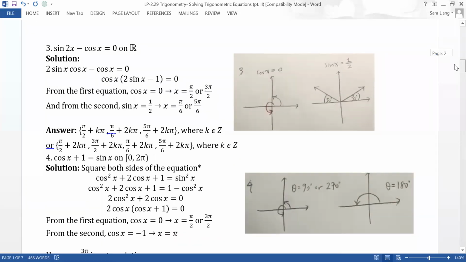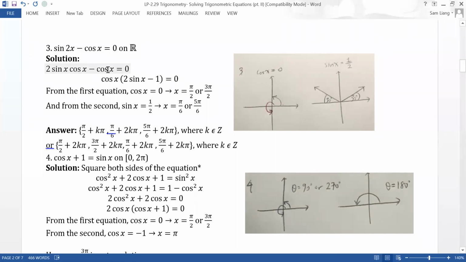All right, question 3, we had sine 2x minus cosine x equals 0 on all real numbers. So we are going to have to add 2k pi to our solutions. So first thing I'm going to do is actually apply the double angle formula. If you remember from that October lesson, we had sine 2x and we derived 2 sine x cosine x from the angle addition formula. But anyhow, sine 2x is 2 sine x cosine x.